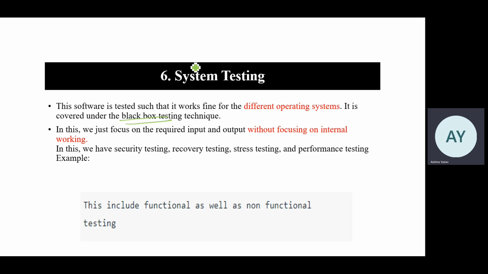You are only interested in giving the input and getting the correct output from this black box. Some input is given and you only want the correct output. As soon as you are getting the correct output, you are assuming that everything inside this black box is working fine. So this is black box testing. System testing comes under black box testing, which does not focus on the internal working of the software, and they are only concerned with what inputs you give to the system and what output you get.